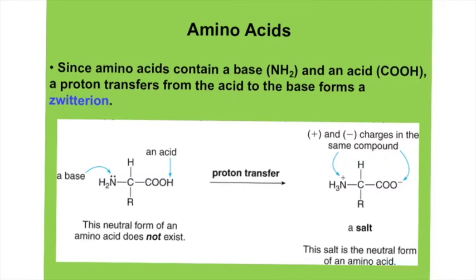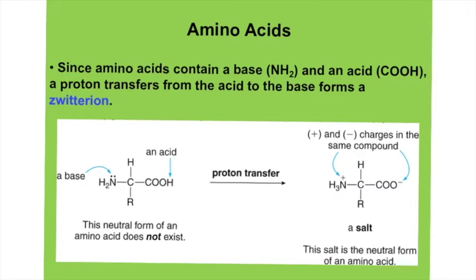Okay, and that forms a salt. Okay, we know when we said a salt was a metal and a nonmetal, and your metal will be positively charged and your nonmetal will be negatively charged, and so they come together and form a salt or an ionic compound.